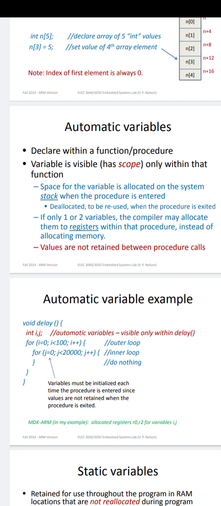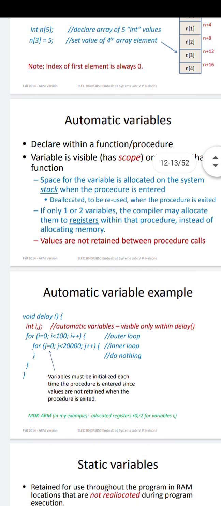For i = 0; i < 100; i++ { for j = 0; j < 20000; j++ }. Here the j condition is the inner loop, and the i condition is the outer loop. These variables can be merged in the initialization procedure, and the values are not retained when the procedure is exited. They are allocated to the registers R0 and R1, that is the i and j conditions.